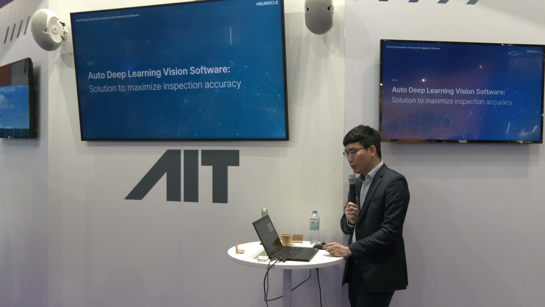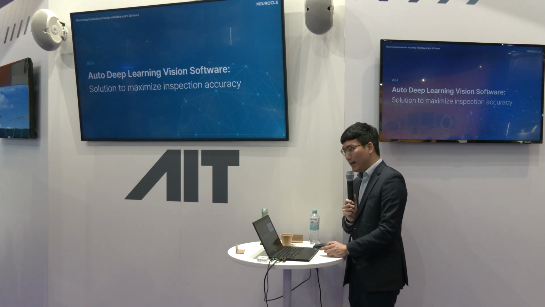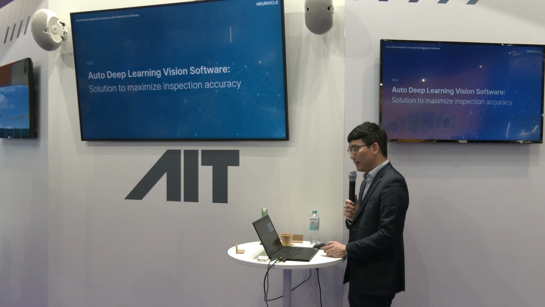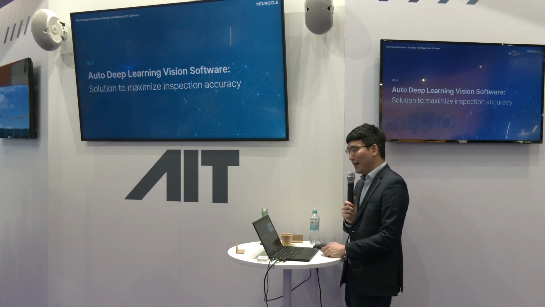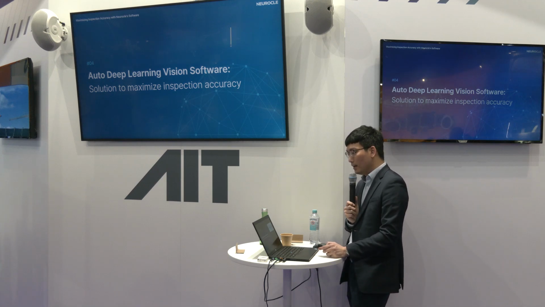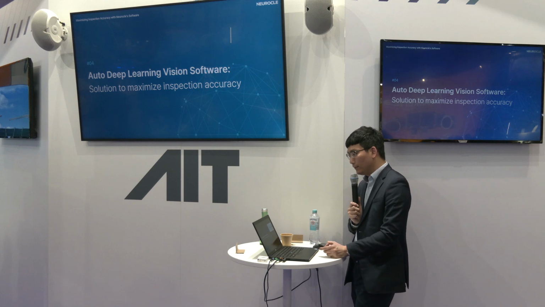So I just introduced three things: a GAN model to create some artificial defects, an anomaly model to solve the problem of class imbalance, data imbalance, and lastly, patch classification to deal with high resolution data when applying deep learning. And all these techniques are included in our auto deep learning vision software.